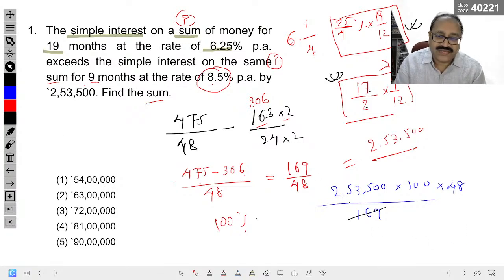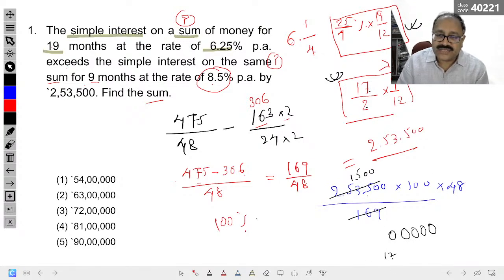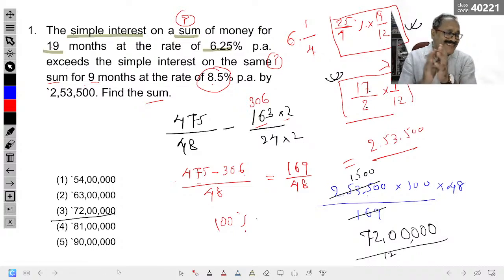So when I cancel this one, it gets cancelled 15 times. This is 15 times followed by 2 zeros. So when you multiply this part, you will be getting the 4 zeros over here. And 15 times 8 is 120, carry 12. And 15 times 4 is 60 plus 12 is 72. So I am getting 72 lakhs, my friends. Option choice 3. Well done Aman, well done.